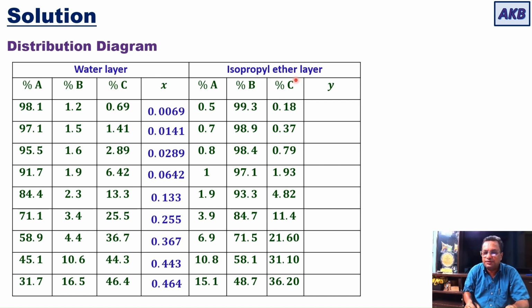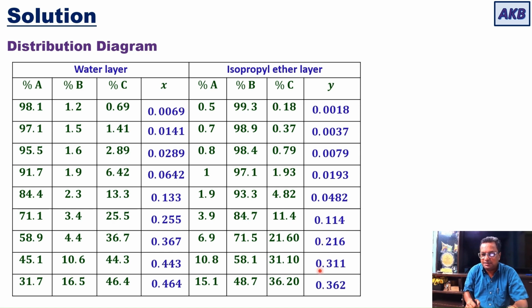Similarly, in the isopropyl ether layer, we are going to list y values. What is y? Weight percentage of C, weight percentage of acetic acid. Sorry, weight fraction. y represents weight fraction. So y is the weight fraction of C in the isopropyl ether layer. And you have the weight percentage of C, so divide it by 100, you get y. I'm now showing you the values of y which are obtained by dividing the weight percentage by 100.